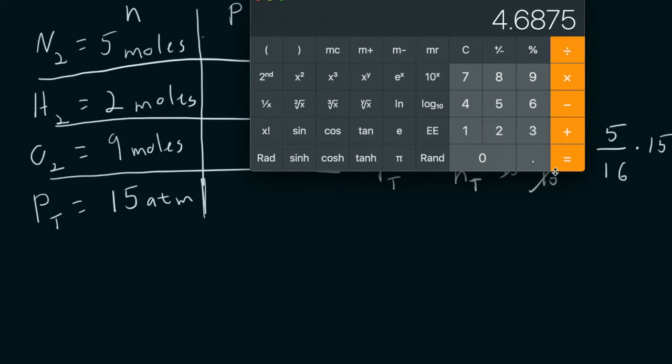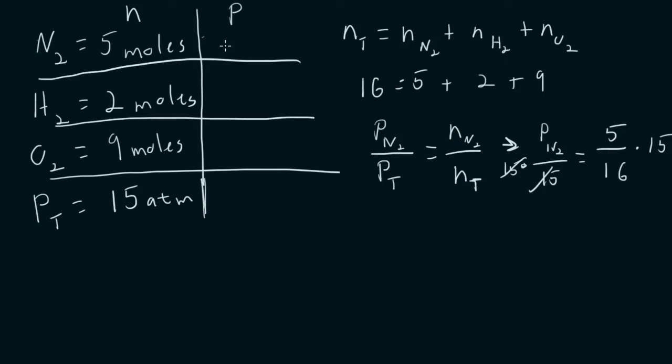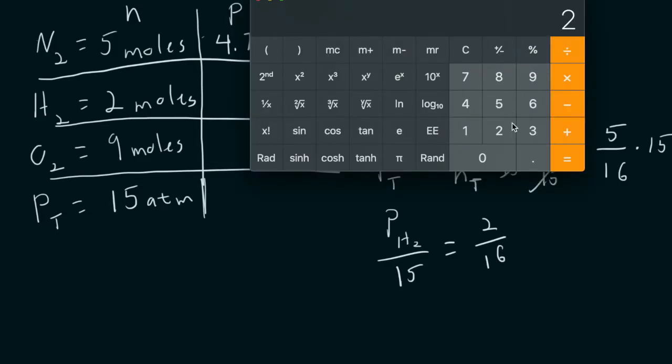We get 4.6, 4.7. So my partial pressure of N2 is 4.7 atmospheres. Next one, H2. Let's do that one as well. That's going to be pressure of H2 divided by the total pressure of 15. It's going to be equal to that same ratio of the number of moles, which is going to be 2 divided by 16. 2 divided by 16 times 15.